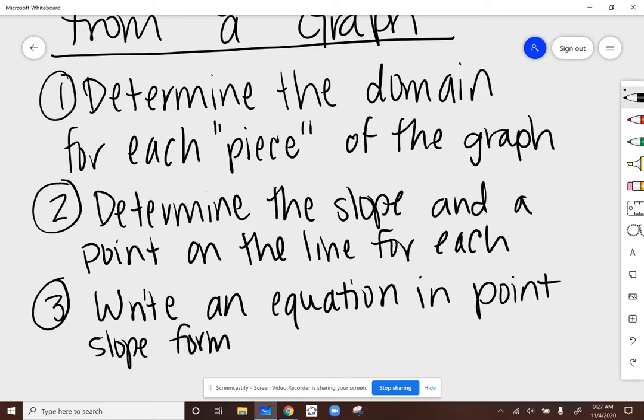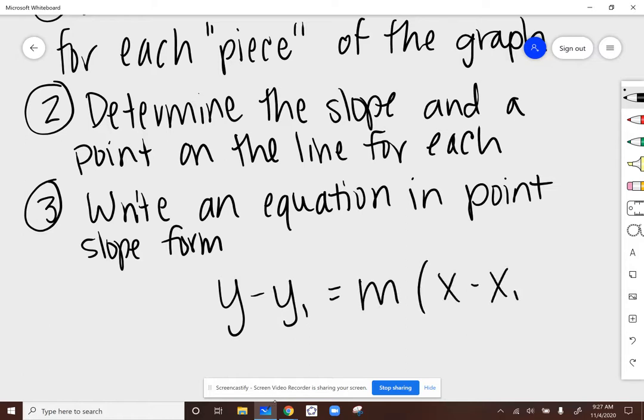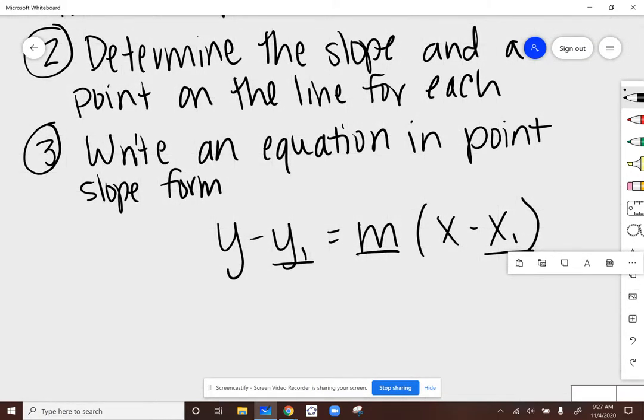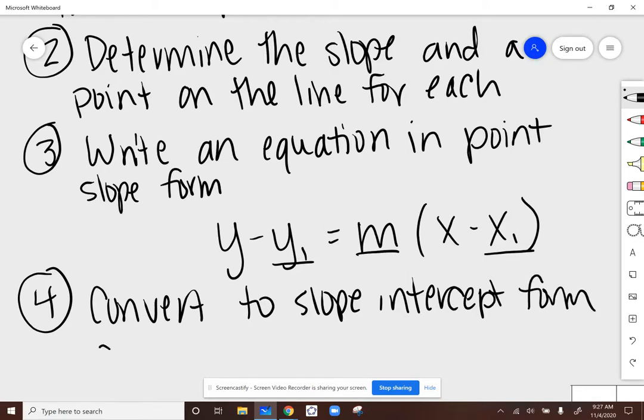So if you guys will recall from when we reviewed linear, point-slope form looks like y minus y1 equals m, parentheses x minus x1, where m is my slope that we'll be replacing, and y1 and x1 represent the points from our point, sorry. Once we've done that, the fourth and final step is to convert our point-slope equation to slope-intercept form and write it all together as a piecewise function.